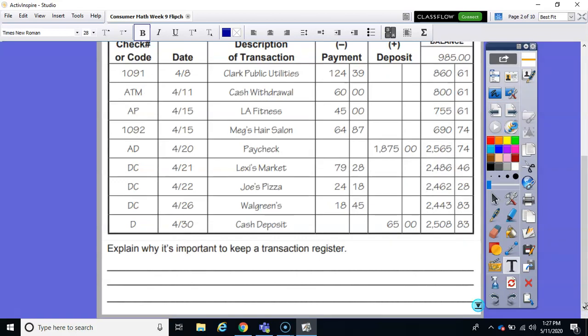For that very reason, we don't want to overdraw our checking account. So by keeping it up to date, we know exactly how much money there is, and we know that we cannot spend more than what we have, not with a checking account. That's more of a credit card situation, but then you still have to pay that amount along with interest. So the reason this is so important is so that we don't overdraw our checking account. We always know how much money we have, and we can budget ourselves based on that.